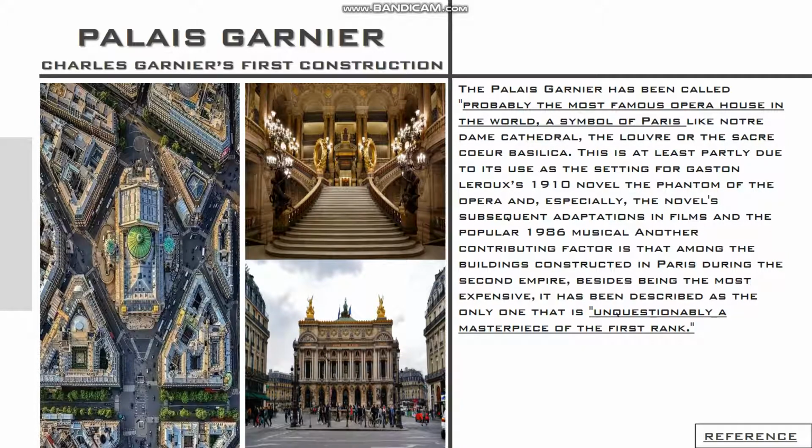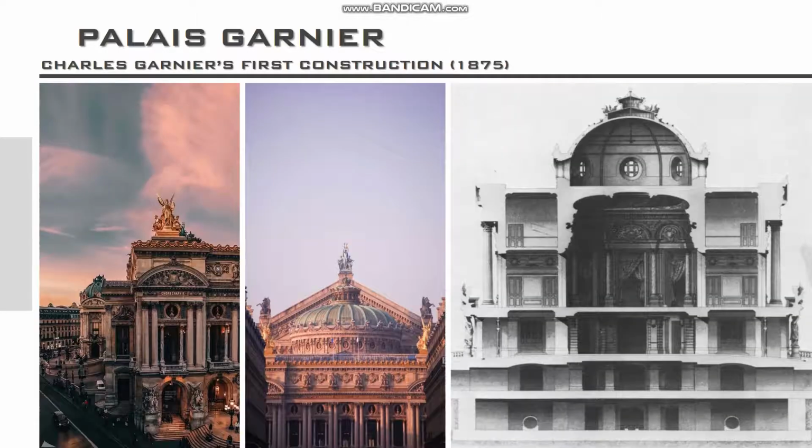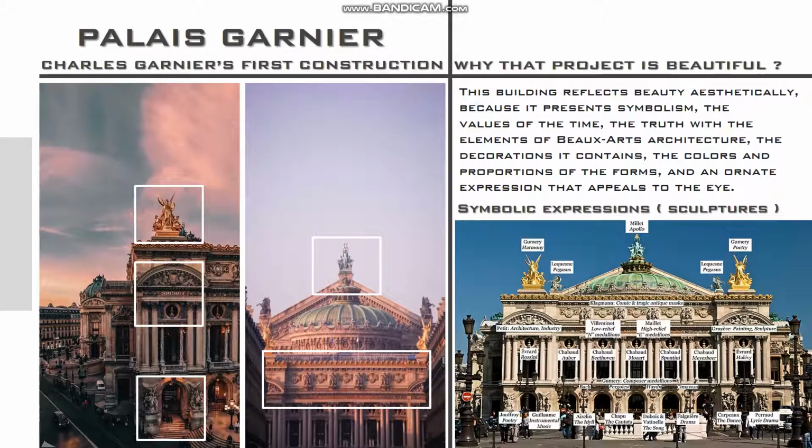Palais Garnier by Charles Garnier. It was probably the most famous opera house in the world, a symbol of Paris, unquestionably a masterpiece of the first rank. So why is the project beautiful?